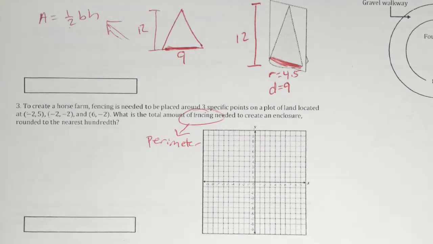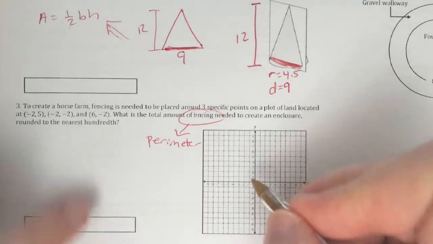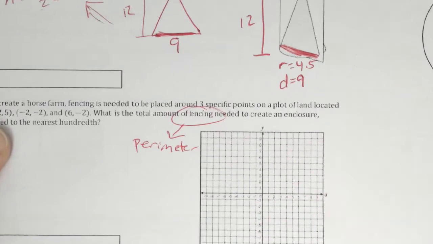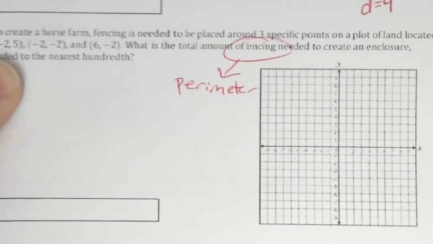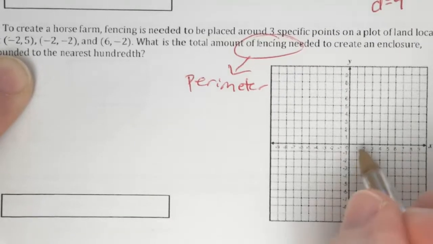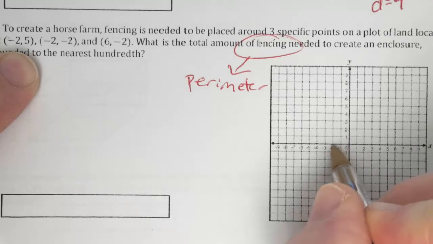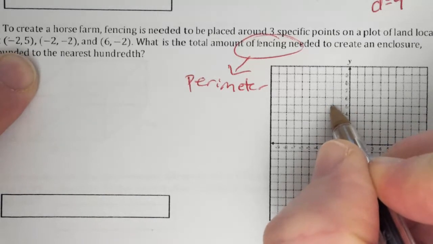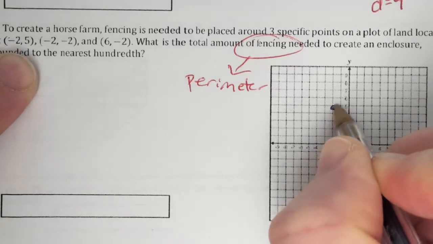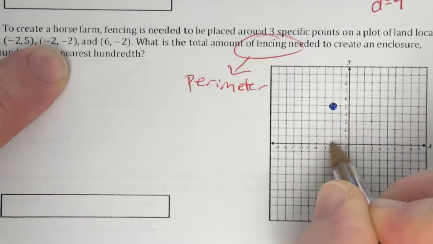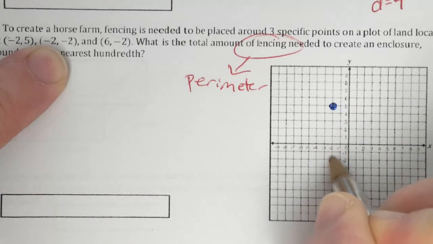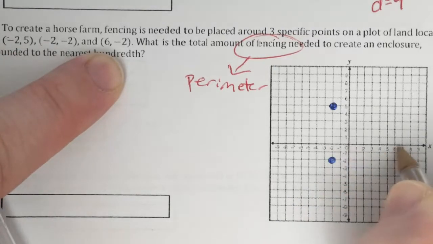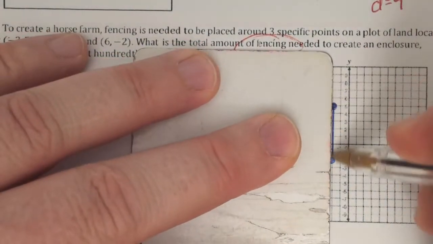All right, so we're going to plot those points. So I'll zoom in here. All right, so we're at -2, +5. Boom. Okay, so right there. And then we're at -2, -2. And we're at +6, -2. So then we take our straight edge, connect the dots.